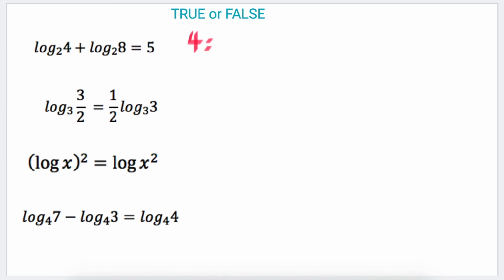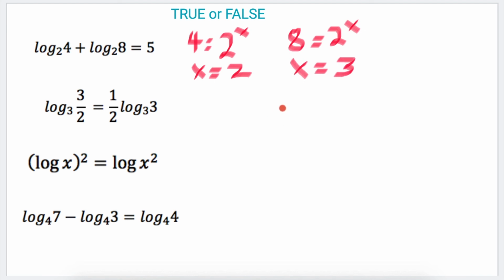So the first one, I have 4 equals 2 to the power of x. So I need to figure out what is the exponent of 2 that gives me a 4. And the answer has to be 2. Let's do the same thing with the second log. I have 8 equals 2 to the power of x. What is the exponent of 2 that gives me 8? And that exponent has to be 3. If you add 2 plus 3, you're going to get 5. So this statement here is true. And let's go to the second statement.